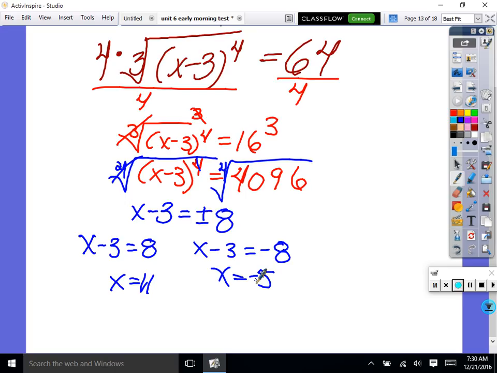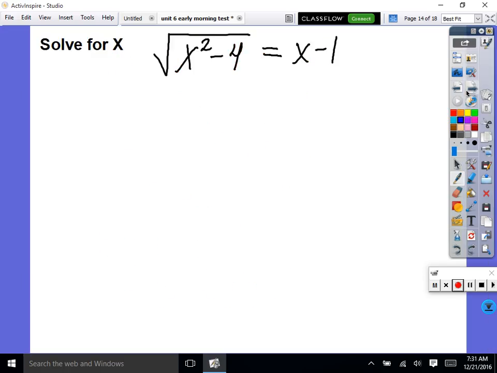If I plug in, I need you to hurry and help me out here. Type in 4 times the cube root, and then you're plugging in, this is 11. So 11 minus 3, you'll plug it in exactly as you see it. Isn't that 8 to the 4th? That one works. Perfect. Let's try negative 5. So 4 times the cube root of negative 5 minus 3 to the 4th. I think they both work in this one. Okay, awesome. So you'll check all your answers, because what if one of those didn't work? It'd be extraneous, right? Okay, next example, solve for x.